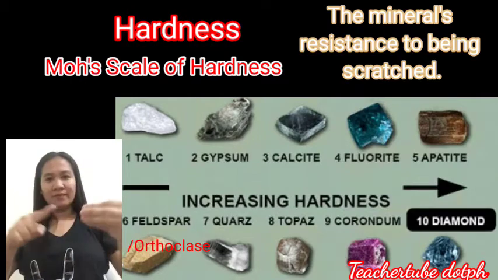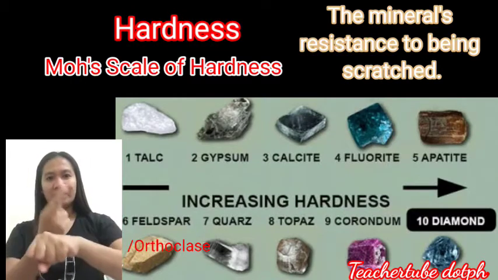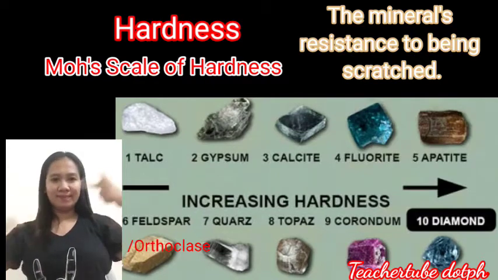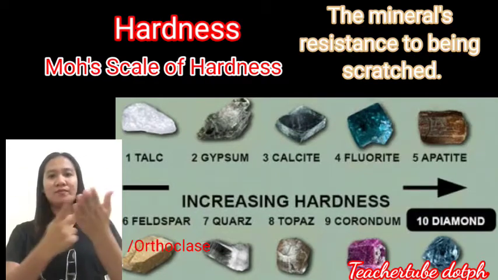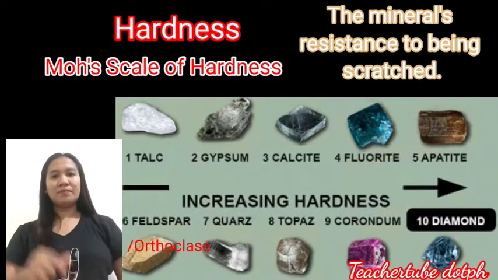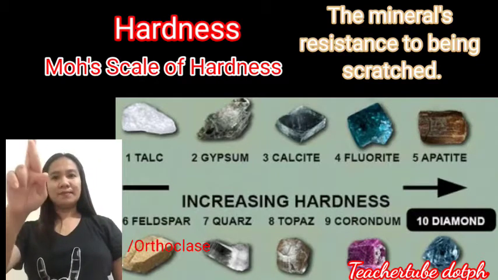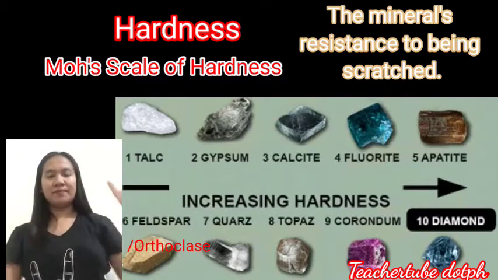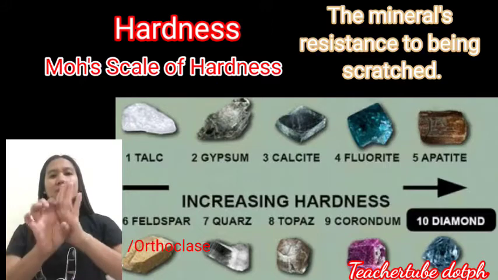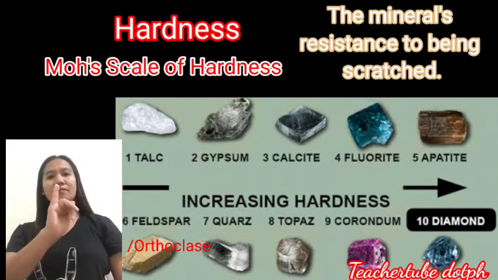Hardness. It refers to the mineral's resistance to being scratched. The harder ones are difficult to scratch. The softer ones are less resistant to scratches. Friedrich Mohs, a German mineralogist, prepared a scale of hardness with numbers 1 through 10 in increasing hardness. So here is the Mohs scale of hardness.